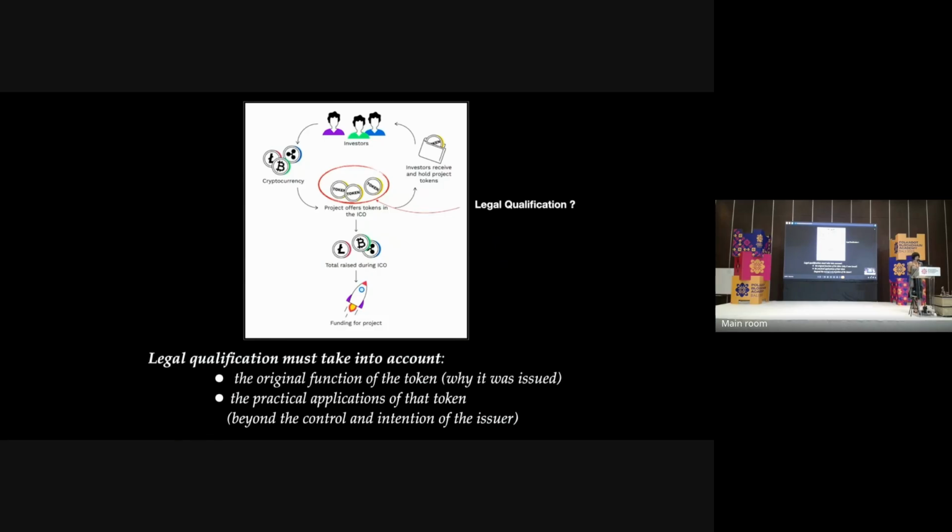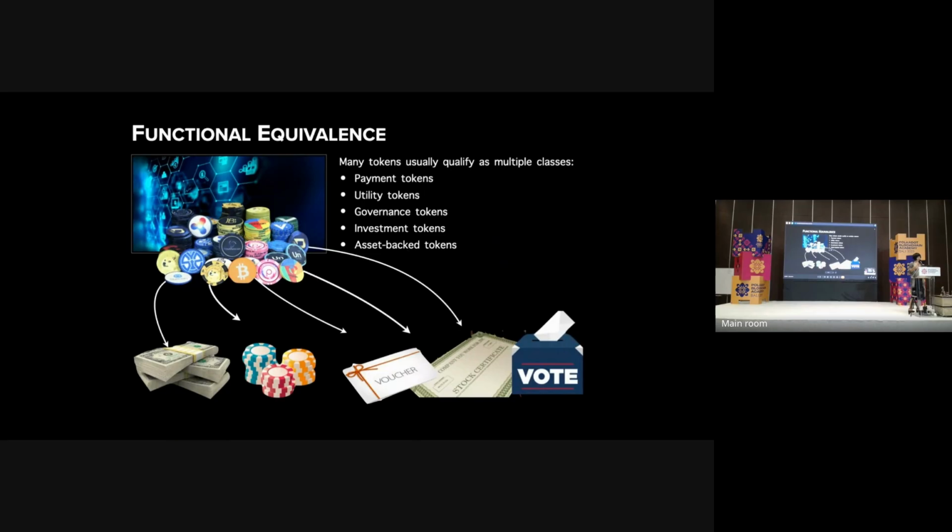The legal qualification needs to understand a few things in order to declare the extent to which it can be regarded as functionally equivalent. One is, what was the function for which the token was originally issued? And second is, what is the actual practical use of this token? So independently of the intention of the token issuer, how is this token actually used by the investors? And is this fulfilling a similar function as an IPO? And so this has led to different qualification of tokens based on the particular function that they play.